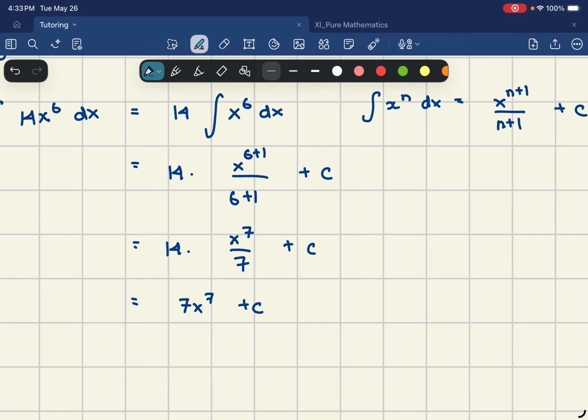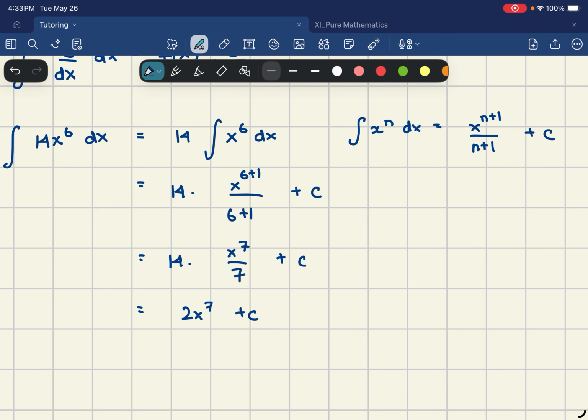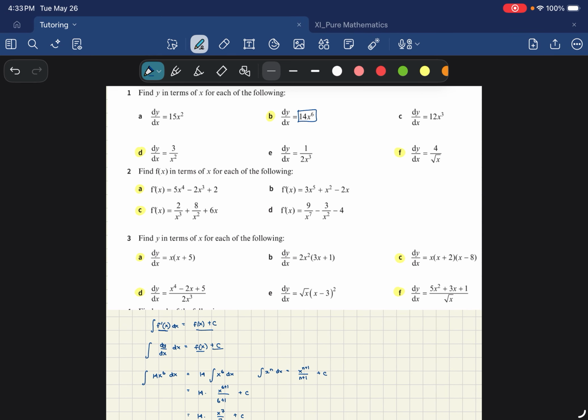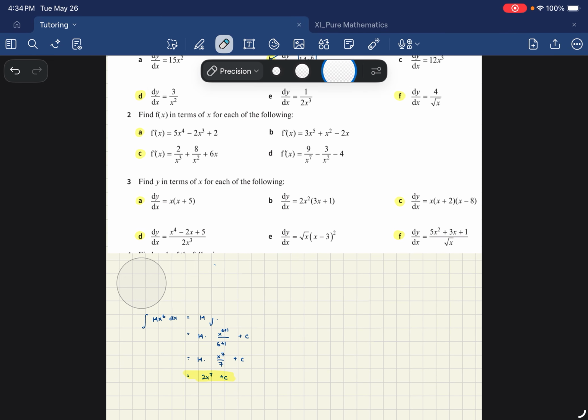Sorry, 14 divided by 7 is 2x to the power 7 plus c. All right, 14 divided by 7 is going to give you 2x to the power 7 plus c. So that is the solution for part B. And now we will erase this. I hope that is okay.